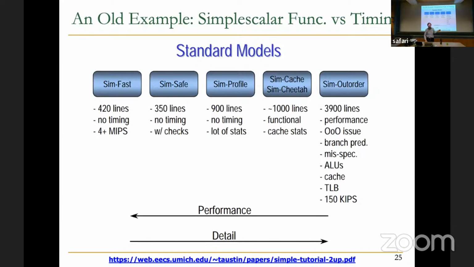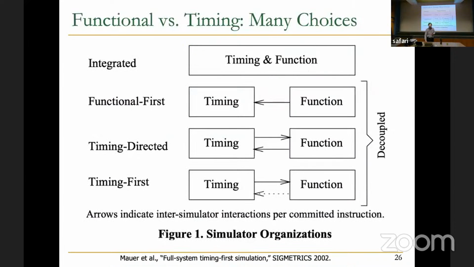But it may not be very accurate. So functional versus timing is very interesting because there are different ways of combining them. If you want to do timing simulation, you normally need to do some functional simulation because functional simulation is needed so that you know what instructions get executed, right?